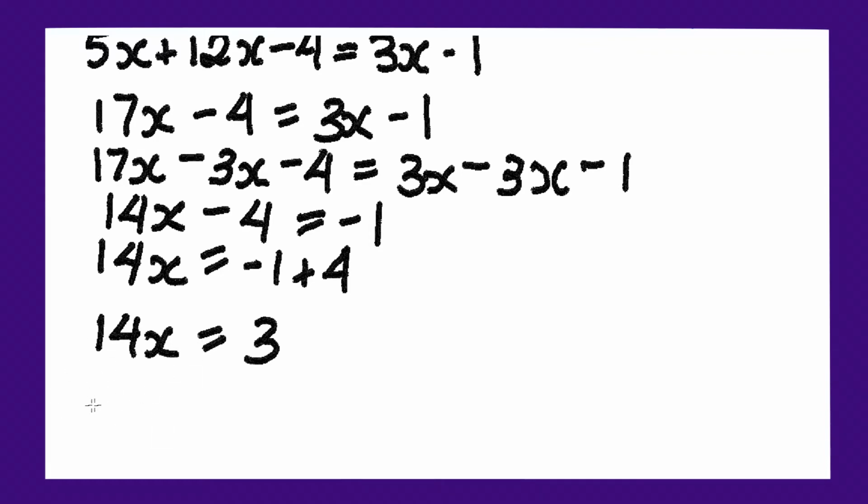Great. Okay, so like Ms. Dalton said, we do everything new in another line. So we're going to write over this line. So we have 14x is equal to 3. And as I said before, we're going to divide both sides of this equation by 14 to maintain balance.